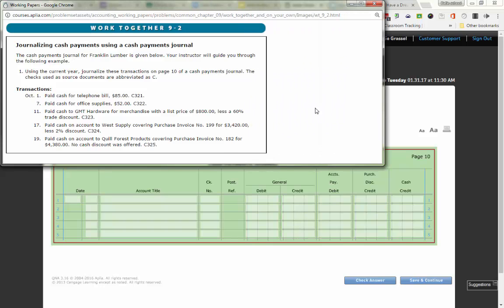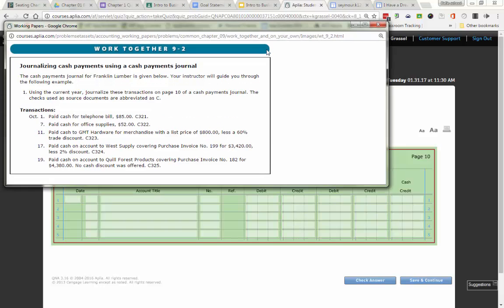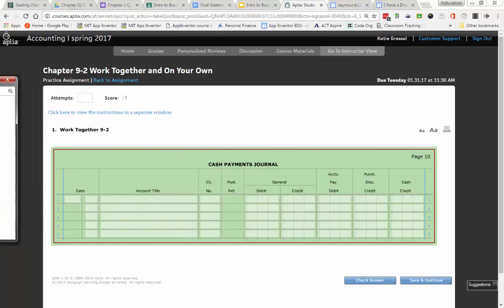Our directions read, the cash payments journal for Franklin Lumber is given below. Your instructor will guide you through the following example. Using the current year, journalize the transactions on page 10 of the cash payments journal. The checks used as source documents are abbreviated as a C. Paid cash for telephone bill, $85. C321. So the first thing I'm going to do is get our month on here, which is October. Put the date of the first.